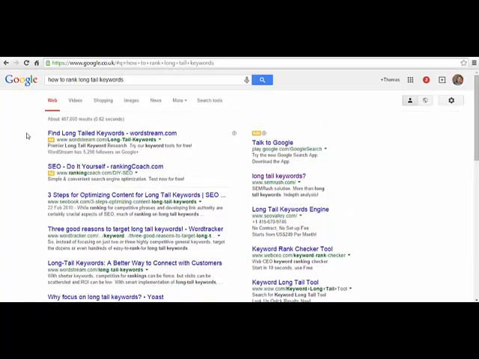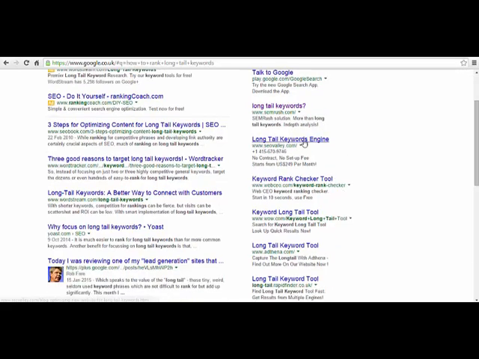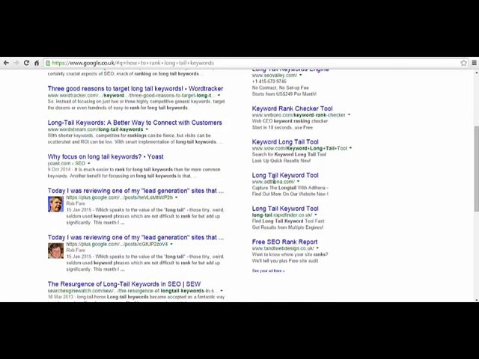So here, anyway, you've got your ads here, the top two. Find long tail keywords. So this is WordStream. This is a keyword research tool. Do it yourself ranking coach. Okay, so I don't know what that means. Simple and convenient. Okay, yeah, and then down the side here, SEMrush is quite a well-known software tool. Long tail keyword engines, keyword rank checker, keyword long tail tool. So there seem to be a lot of keyword research tools.